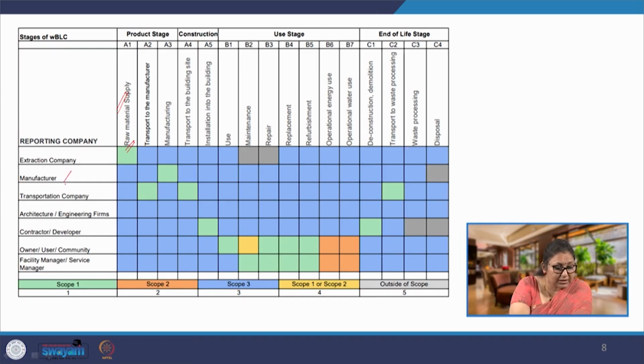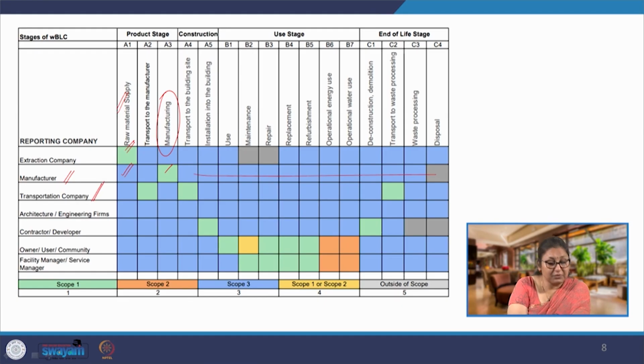Now, if we are looking at the manufacturer, all the direct emissions that come from manufacturing are only the scope 1 emissions. The ones from raw material extraction and supply, and also transportation to the manufacturer, if it is done by a third party or the extraction company, are going to count as scope 3 upstream, and the rest of it is going to count as scope 3 downstream.